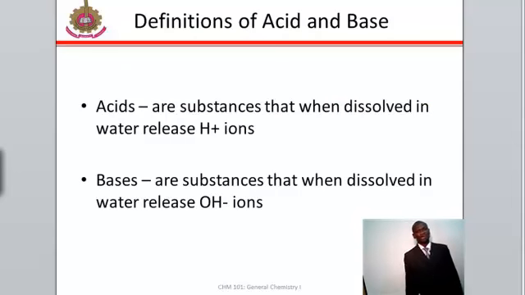Definitions of acids and bases. Acids are substances that, when dissolved in water, release hydrogen ions. Hydrogen ion is written as H with a positive charge on top. While bases are substances that, when dissolved in water, release hydroxyl ions. Hydroxyl ion is written as OH with a negative charge on top.